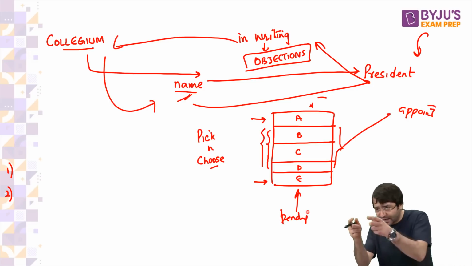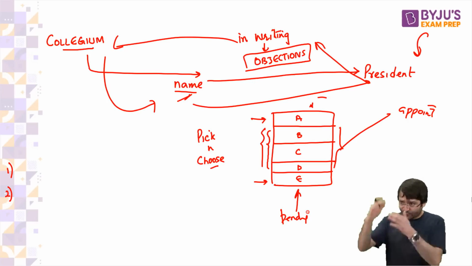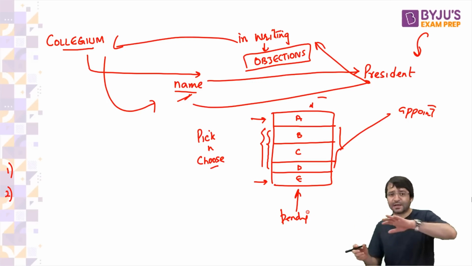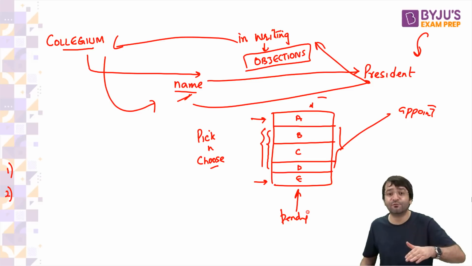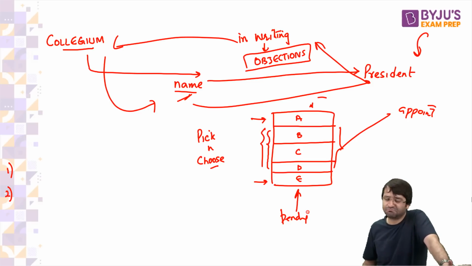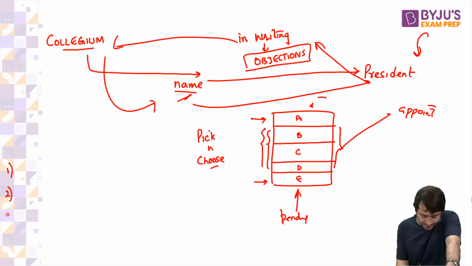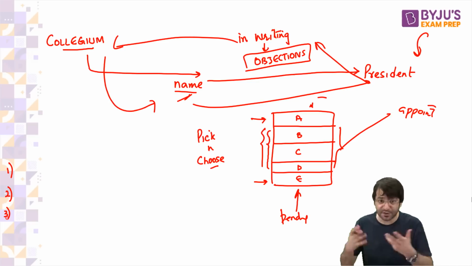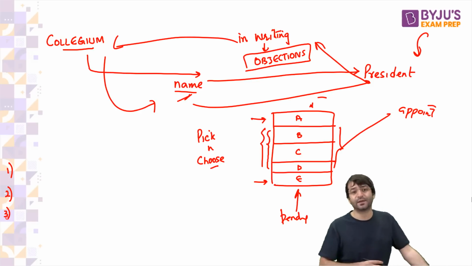So now the executive is picking and choosing. From a list which was sent by the Collegium, some names are appointed, some names are kept pending. Kept pending for years. No action. Something bizarre has happened or something interesting has happened, depending upon which way you look at it.